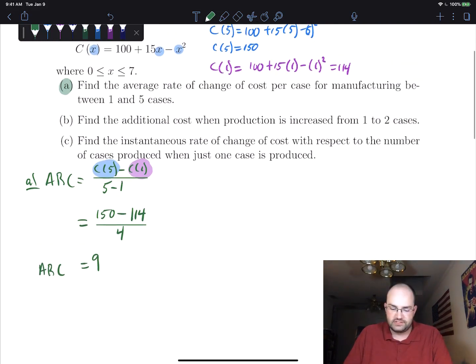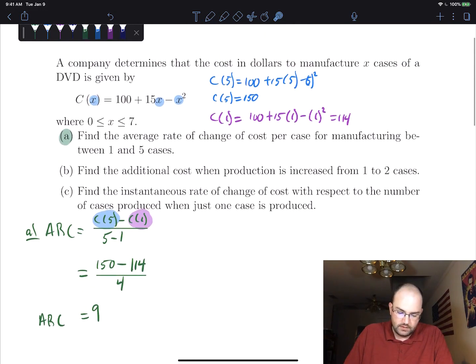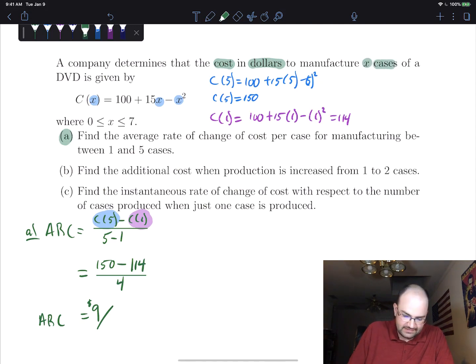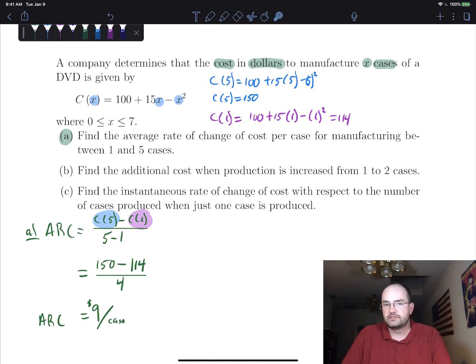Now, what are the units here? Notice that the cost is in dollars. So we have dollars per something. And what is X in? Well, X is the number of cases. So dollars per case. In other words, the average rate of change for going from 1 to 5 cases is $9 per case.